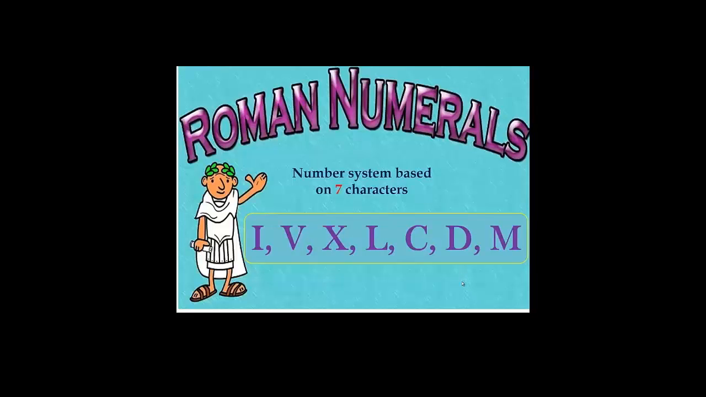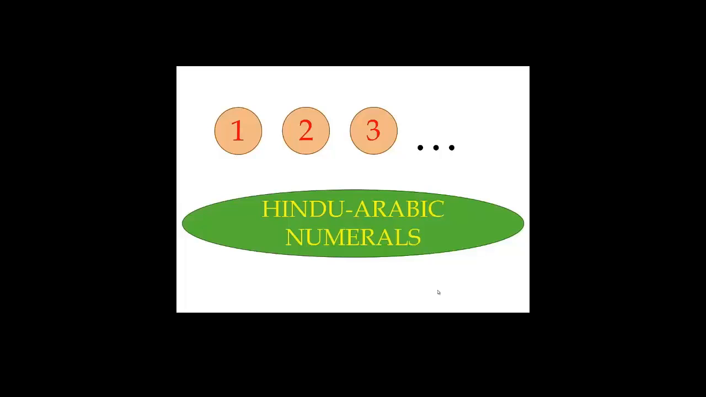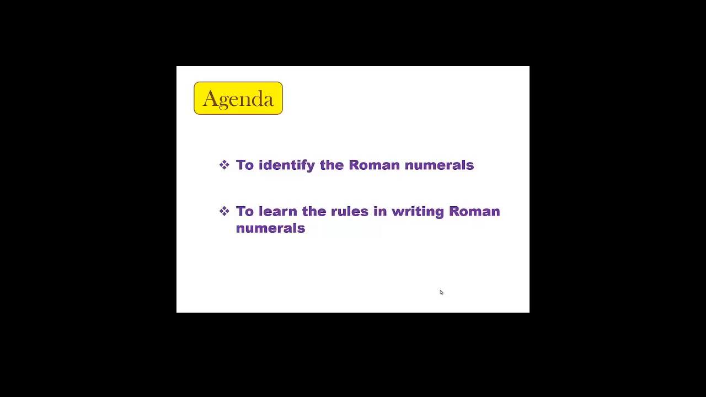Their number system was based on 7 characters: I, V, X, L, C, D and M. The number system which we use today, that is 1, 2, 3, etc., is called Hindu-Arabic numerals. Our agenda for today is to identify the Roman numerals and to learn the rules in writing the Roman numerals.